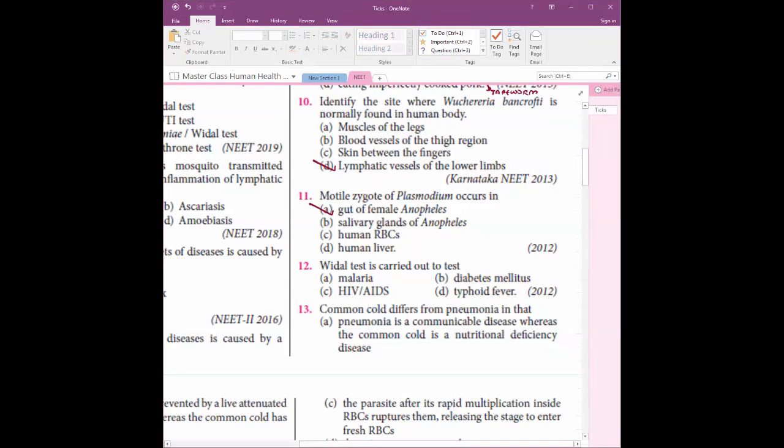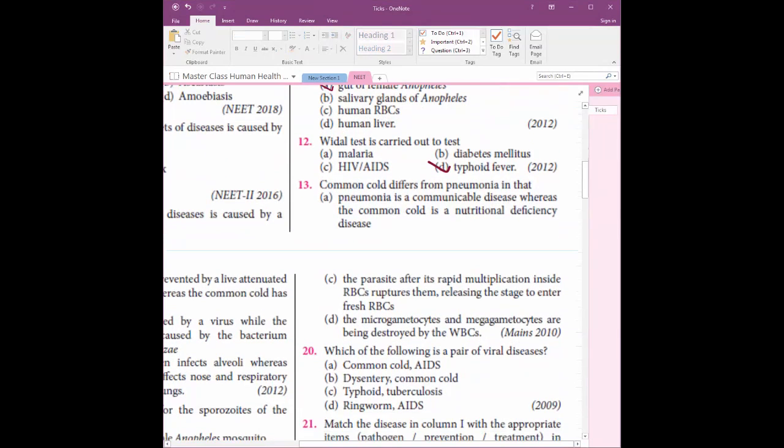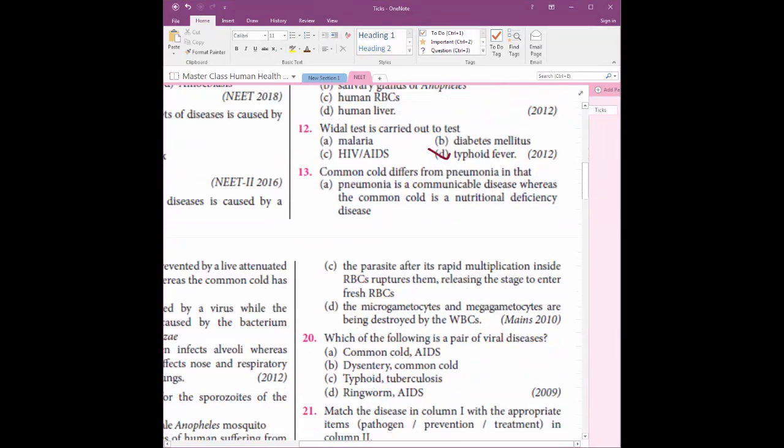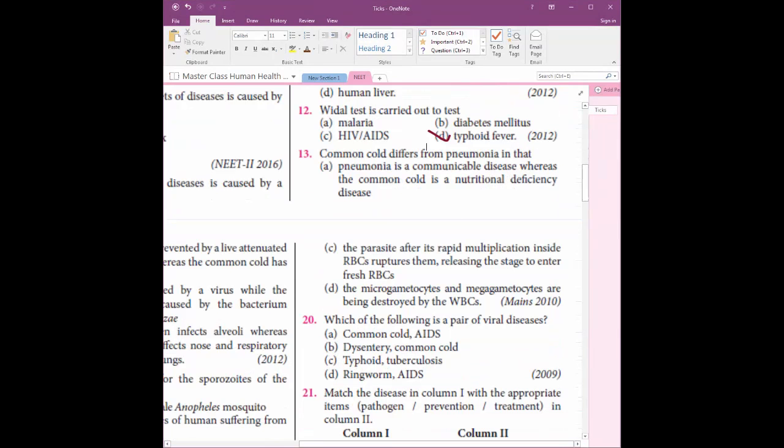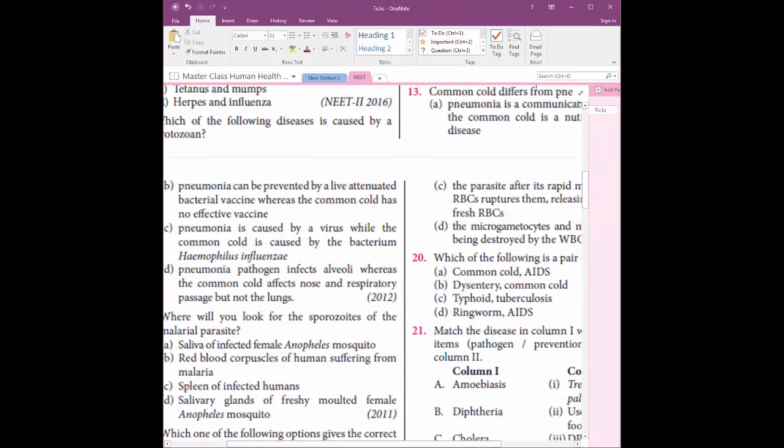Next one, very simple, guys. We just did it a few moments ago. Widal test. Yes, very nice. Everybody is giving me the right answer. Common cold differs from pneumonia in that... So we will have to read all of them.